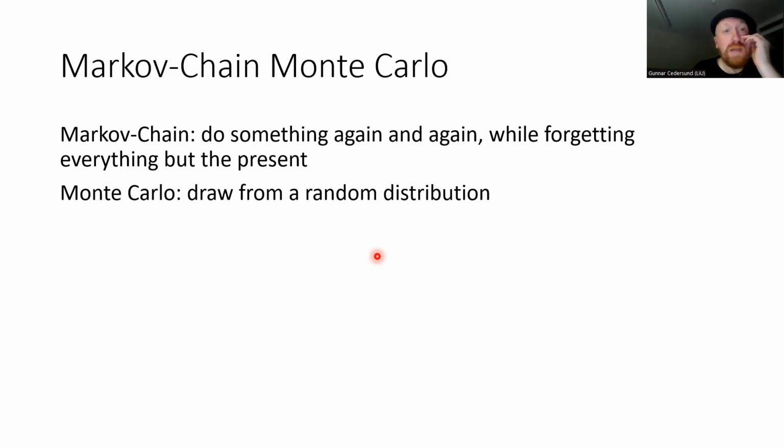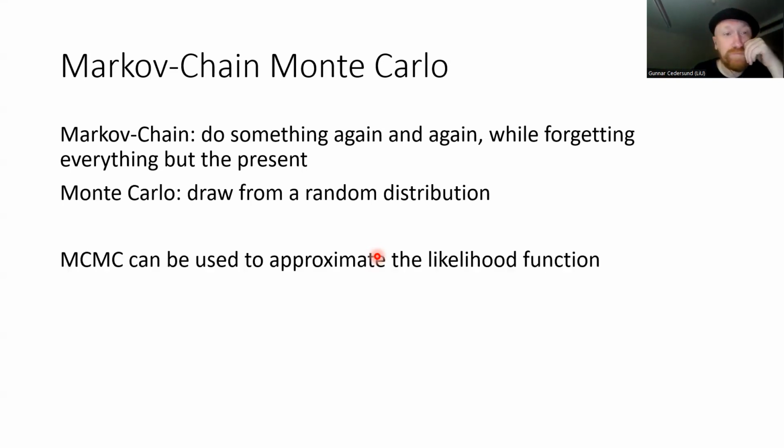And then you have the Monte Carlo part, which is that you draw something random and you determine something at random based on that. So we've seen several examples of that in the optimization algorithms and so on. So the combination of those two is called MCMC, Markov chain Monte Carlo approaches. And you can use this type of approach to approximate the likelihood function.